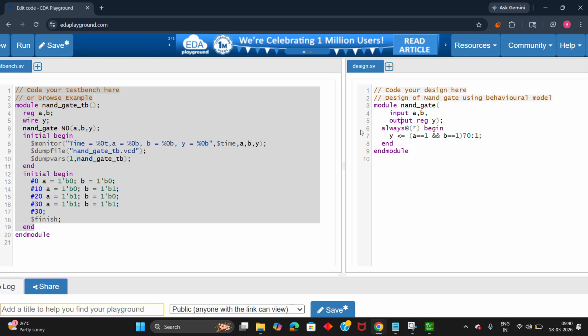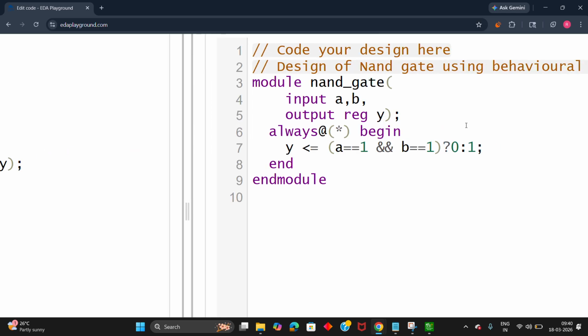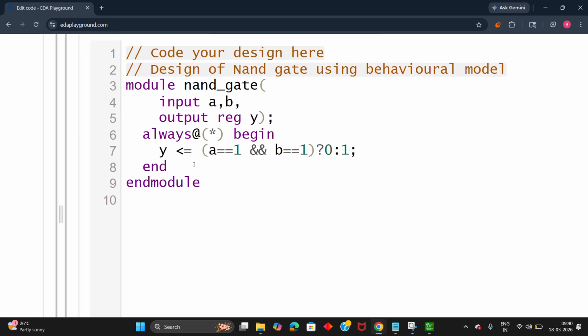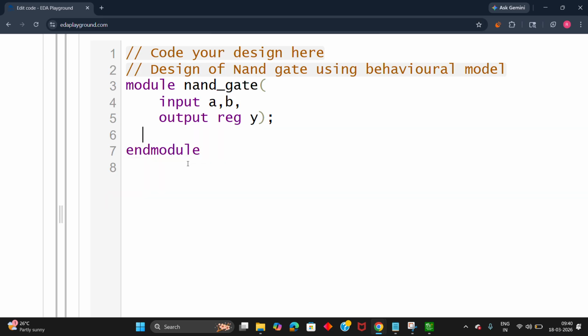Okay, without any delay, let's start the video. For example, what are the changes we need to make in our behavioral model code to get the switch level model? We need to remove this always block. Everything will be the same: module NAND gate, input, output, and then you need to remove this reg. Only in the behavioral model do you mention outputs as reg. Otherwise, in all other styles you take inputs and outputs as wires, but you do not need to mention wire like this.